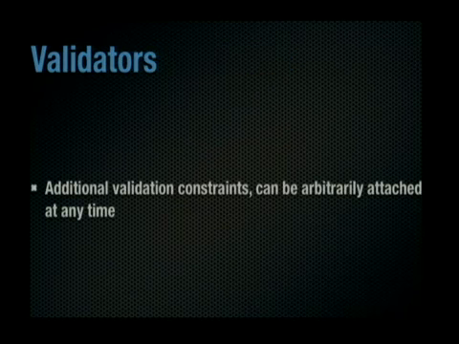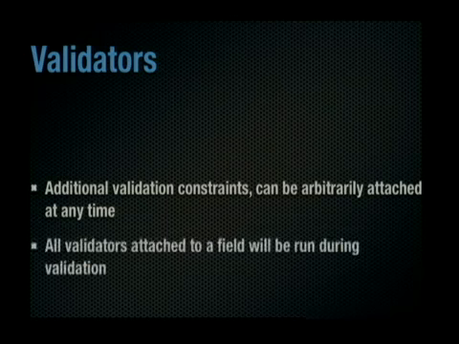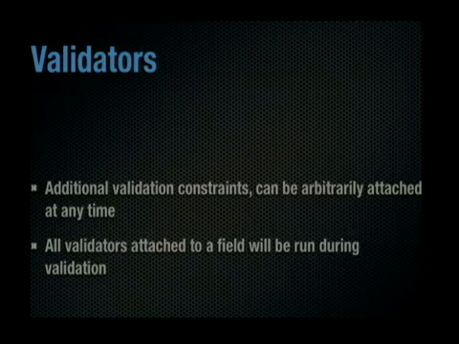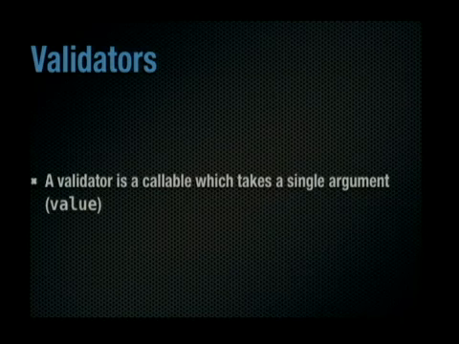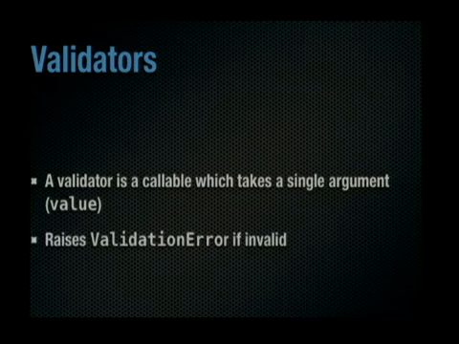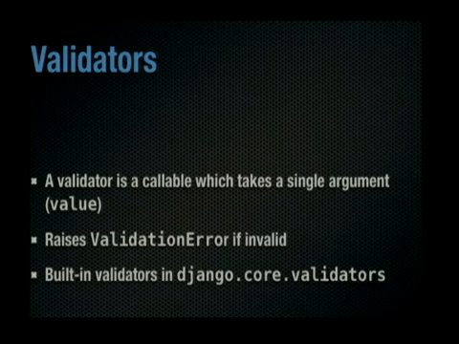Validators are new-ish as of, I think, Django 1.2. I think they were already there for 1.3, so I think they were 1.2. These are additional validation constraints. You can basically throw any number of them in. They're really, really cool. And all the validators you attach to a form field will be run during validation of that field. A validator basically is just a callable. It takes a single argument, which we call value, raises a validation error if that value is invalid. There's a whole list of built-in ones in django.core.validators.